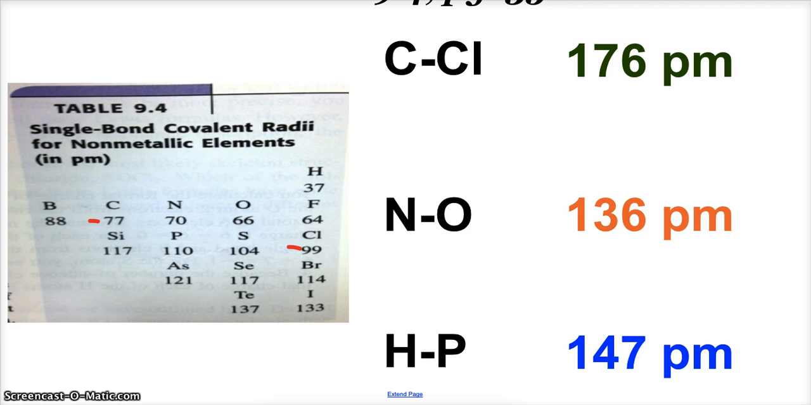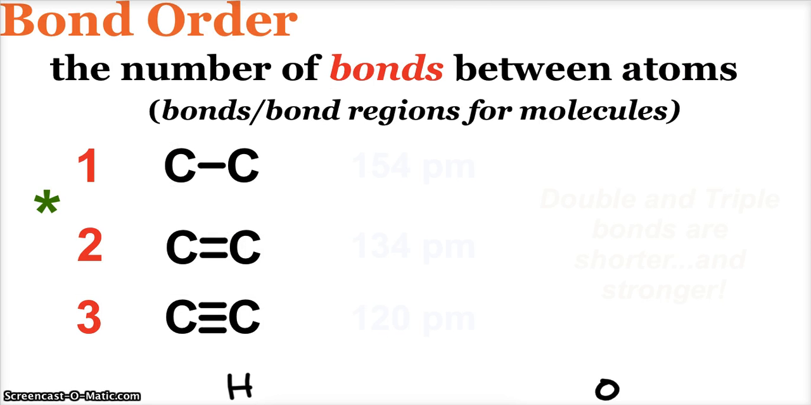Not that they would potentially ever really ask you to do this on the AP exam, but we can sometimes compare bond lengths, as we'll see here shortly, between single, double, and triple bonds, and also with resonance bonds. And so let's look at that.